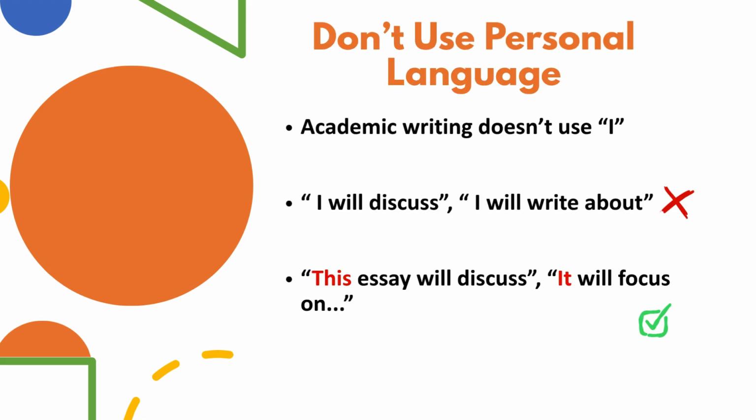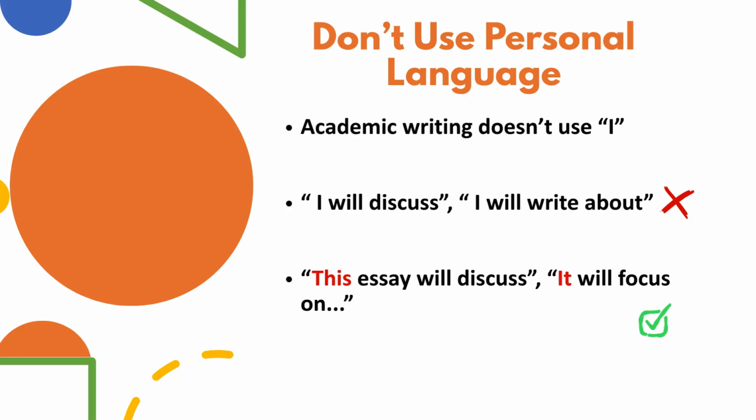Right, language. As I said at the start, this is quite a big area, but I've just got a couple of slides on this for the moment anyway, but I will go into more detail on future videos. So don't use personal language. University writing does not use I. We've got some examples on the slides there. I will discuss, I will write about, no. This essay will focus on that kind of thing. It, this, these, those. Those are very common words to use in place of I. No you, no we.